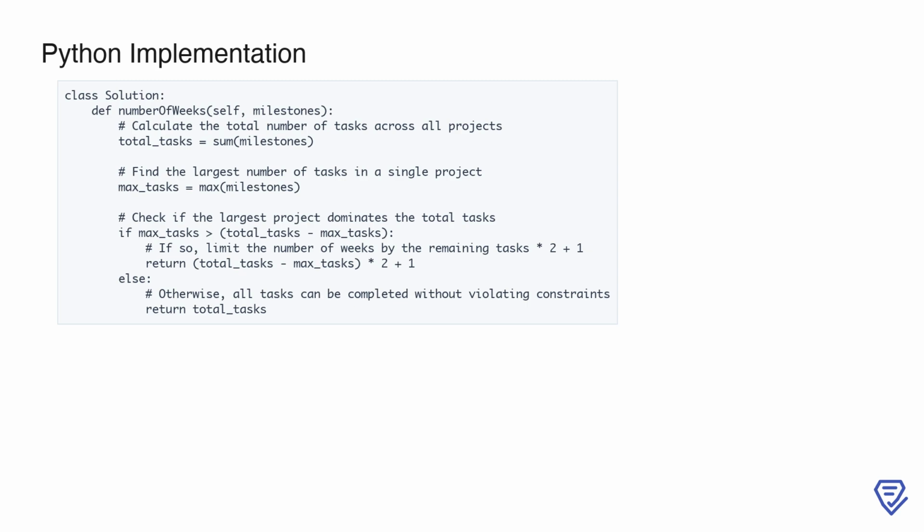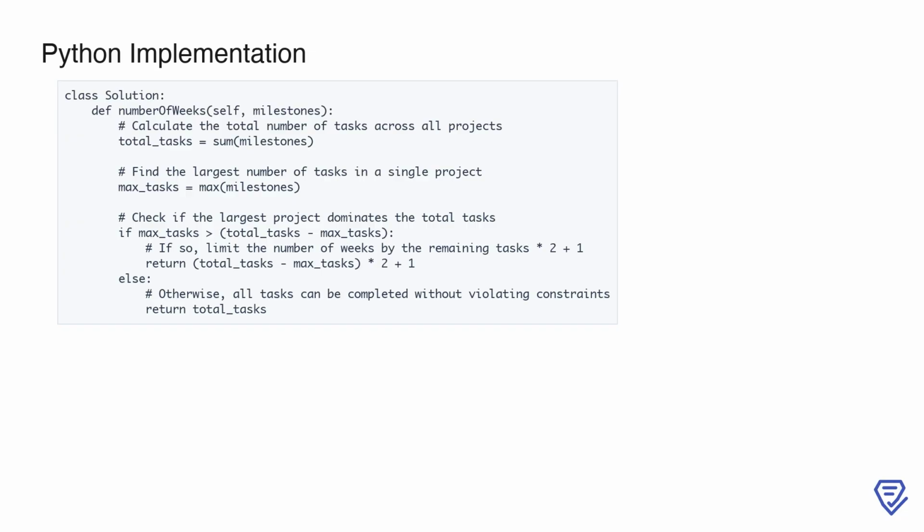This solution addresses the problem of determining the maximum number of weeks that can be worked on projects without assigning the same project in consecutive weeks. The number of weeks function takes a list of integers, milestones, where each value represents the number of tasks in a specific project. First, the code calculates the total number of tasks across all projects by summing up the milestones. This is stored in the total_tasks variable.